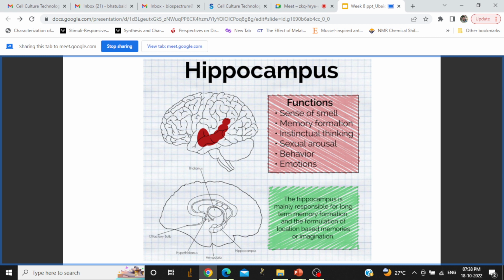So I have earlier also shown you similar types of slides. This is the place where the hippocampus is present. Here this is the hippocampus, and here it is highlighted where it's actually present inside the brain and inside the lobes. And the main functions of the hippocampus are sensing smell, memory formation, intellectual thinking, sexual arousal, behavior, emotions. These all are regulated by the hippocampus, and the major function among them is memory formation, long-term memory formation, and the formation of location-based memories or imagination. All these location-based, imagination-based memories are sensed by this hippocampus.